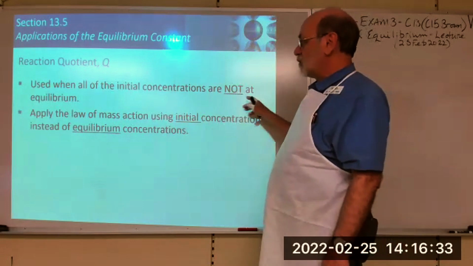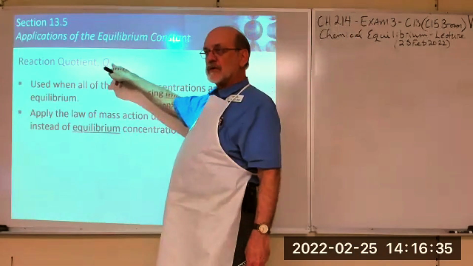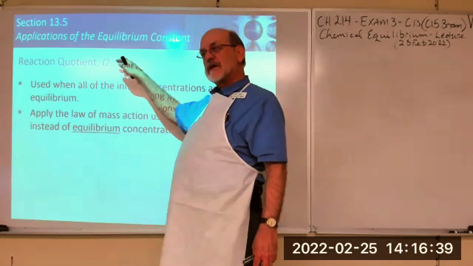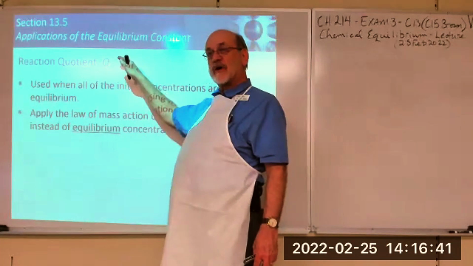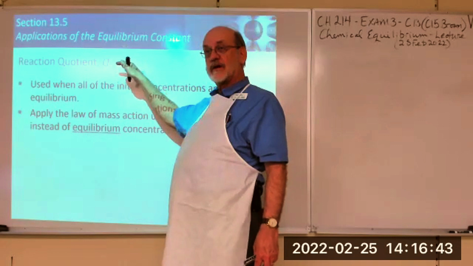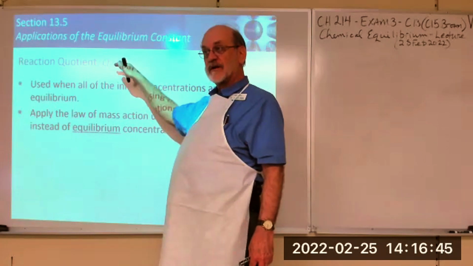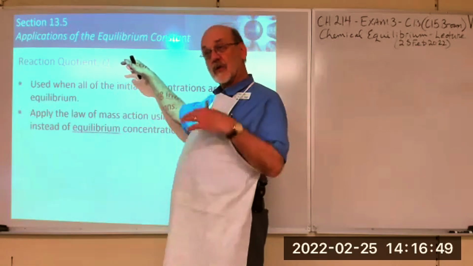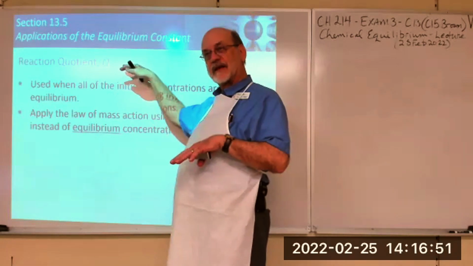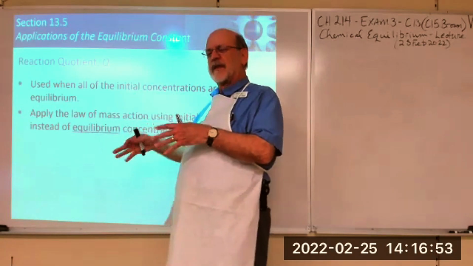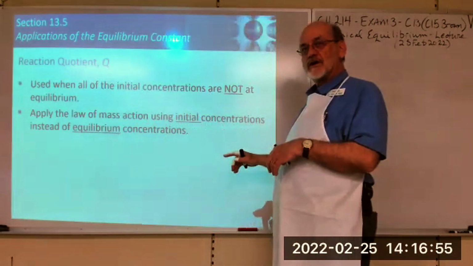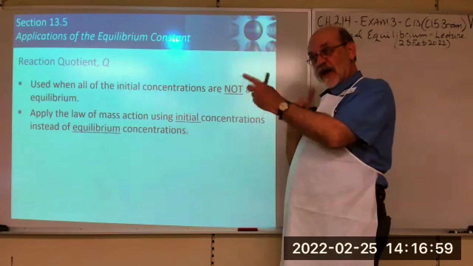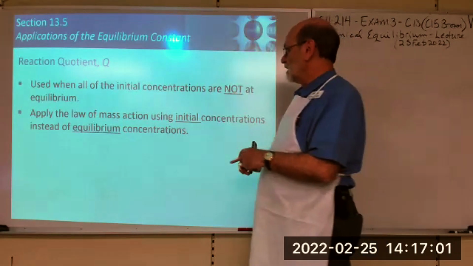What we do is we do a calculation called the Q, the reaction quotient. The reaction quotient is calculated exactly the same way with exactly the same formula as the equilibrium expression. Only you use starting concentrations instead of equilibrium concentrations. And you get a value. Then you compare that value to the K. And that tells you which way the reaction is going to move.